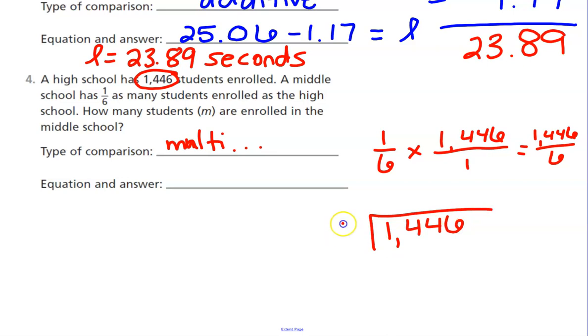1,446 divided by 6 means that 6 goes into 14 2 times. 2 times 6 is 12. 14 minus 12 is 2. Then I'll bring down this 4.